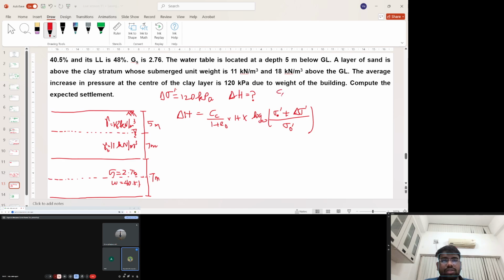Cc is easier. Since it is a natural deposit, we use Terzaghi's value. How much are we getting? 0.342.